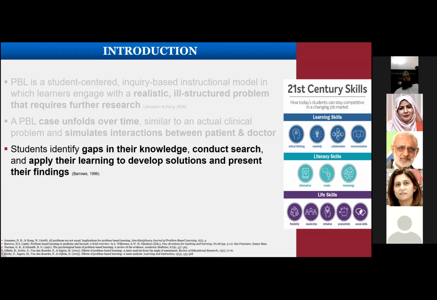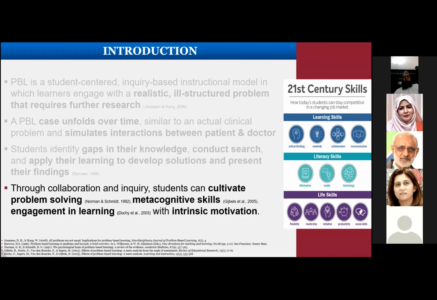It is not problem solving per se, because problem solving means that the students are going to look for the diagnosis or the treatment of the patient. Actually, while going through the case, they will find out what part of the concept being discussed in that part of the trigger they are not familiar with, they are not confident about, and how they are going to develop their knowledge of that concept. Through collaboration and inquiry, students can cultivate problem solving, metacognitive skills, and engagement in learning with intrinsic motivation.